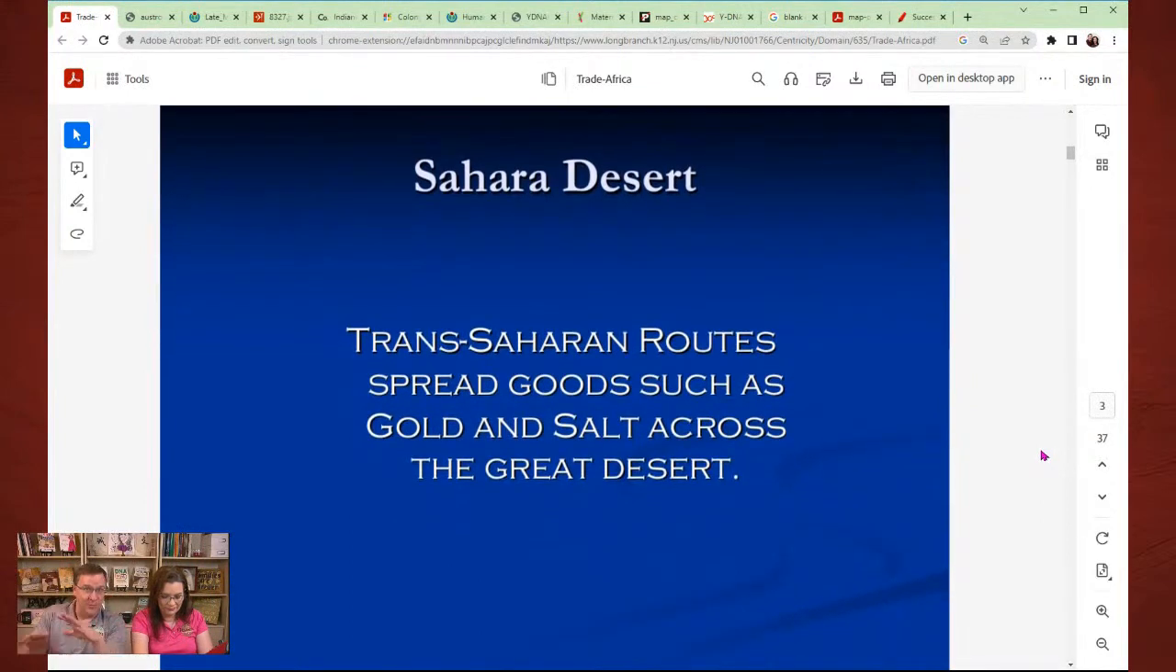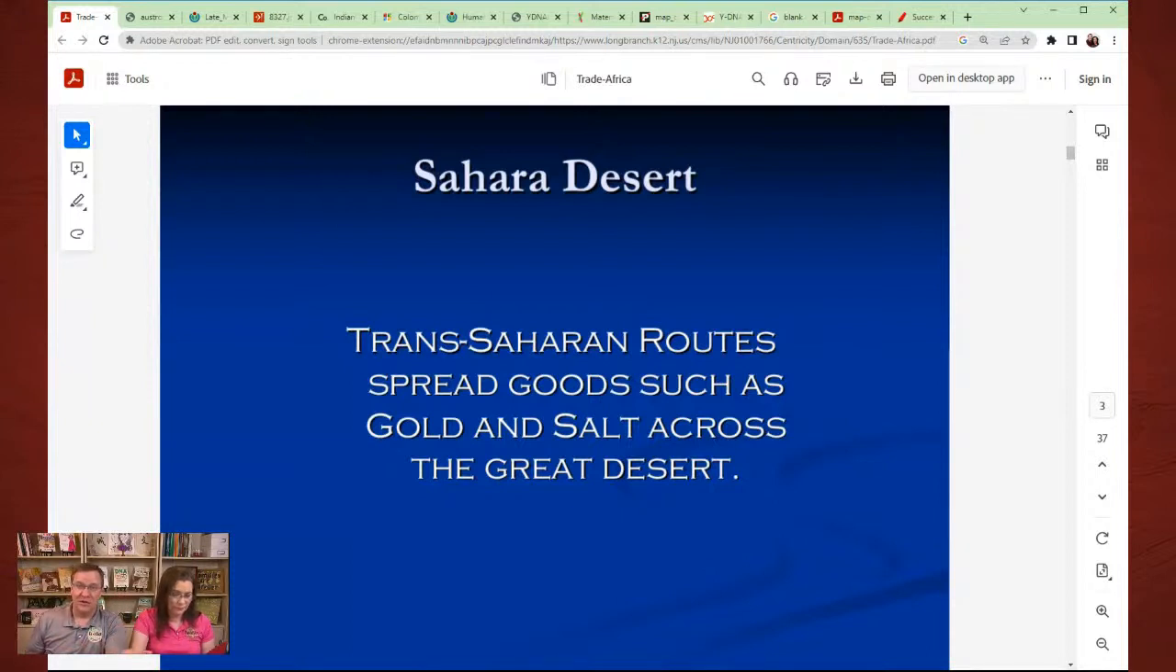Sahara Desert. This is a big barrier, okay? This is actually probably worse than mountain ranges in some cases, because to traverse it, you've got to bring your own water and all that other stuff. But the civilizations that developed in Africa had two pretty important things that lots of people liked: gold and salt. And in some places around the world, the salt was as valuable as the gold.